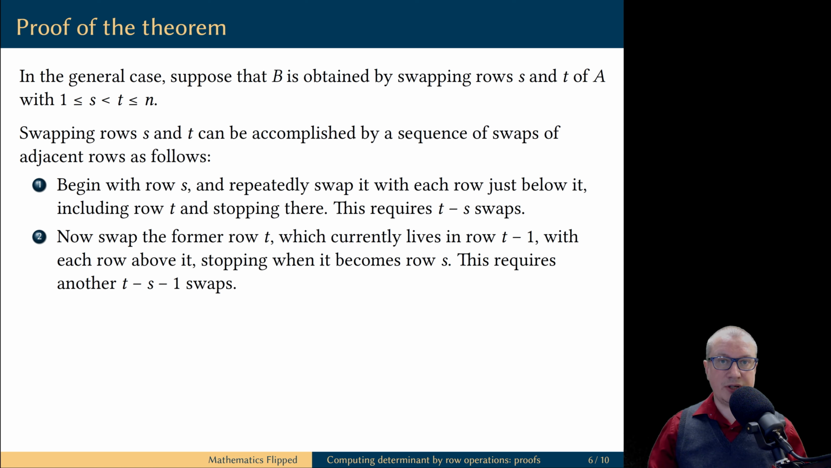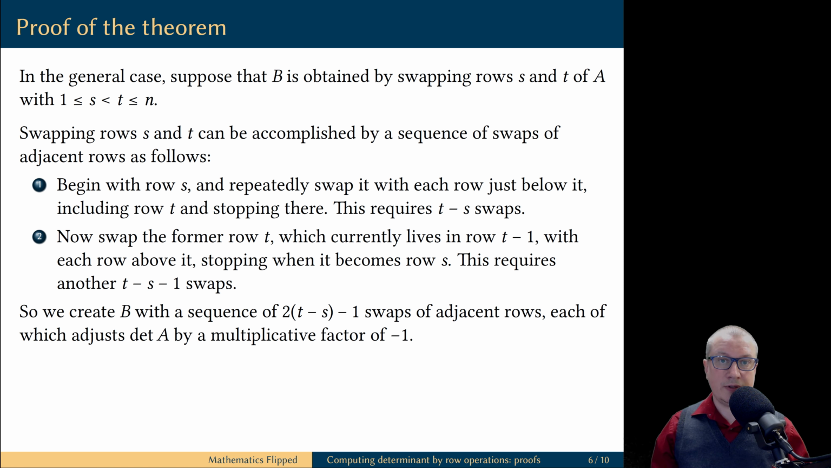As a result of this procedure, all rows between s and t were moved one place up in the first part and then one place down in the second part. In essence, they all came back to their original location, and the only rows that changed their positions are rows s and t. They got swapped. So, we can achieve the swap of rows s and t as a sequence of swapping adjacent rows, and the total number of these adjacent row swaps is 2 times t minus s minus 1.